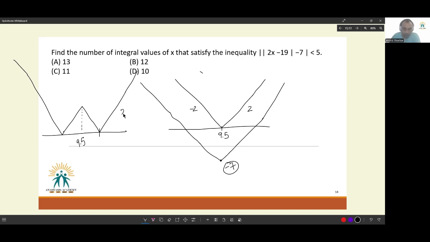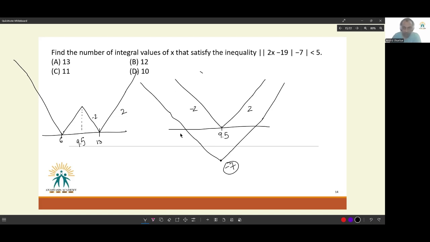Here, the slope is 2. Here, the slope is minus 2. From 7, I have to come down to 0. I have to come down 3.5 steps. 3.5 steps to the right will be 13. I have to come down 3.5 steps here also. The value here will be 6. The two roots are going to be 6 and 13.